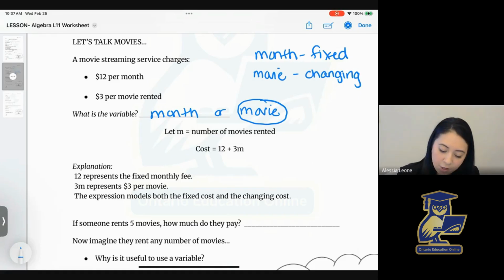It depends. So we're going to say let M. Now, this is important too. When you're talking about a variable, you always use the word let. Let M represent something. Let M represent the number of movies rented. M stands for movies.